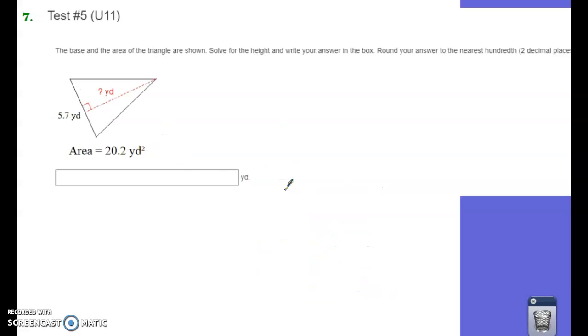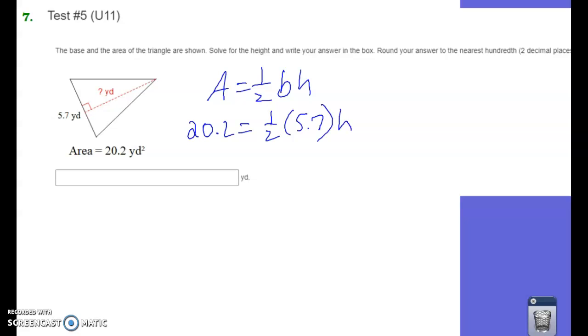Number 7, the base and the area of the triangle are shown. Okay, solve for the height. So we're just going to plug in to this formula, 1/2 base times the height. The area equals 1/2 the base, which we know is 5.7, times the height, which we don't know. So multiply both sides by 2. That's a 20.2 times 2. And then divide both sides by 5.7.